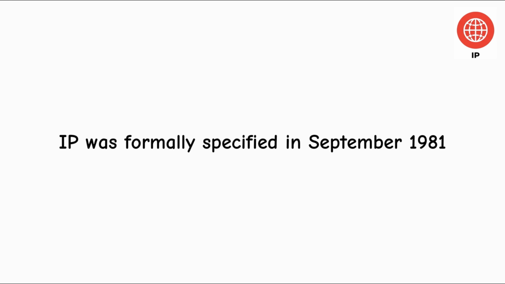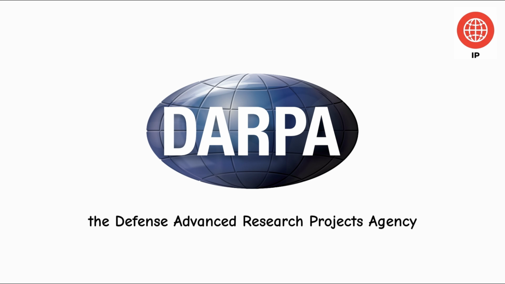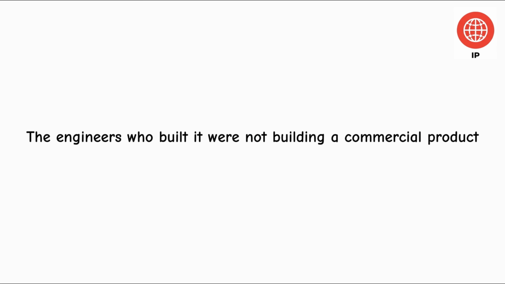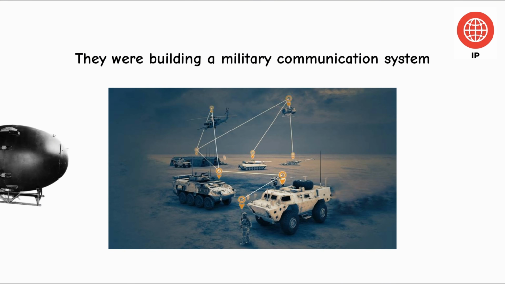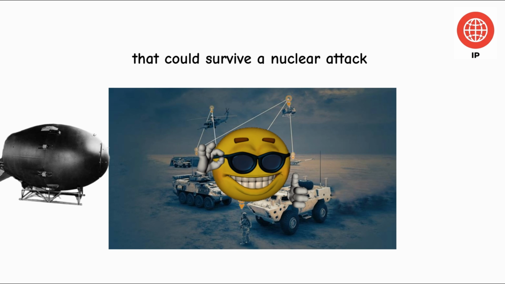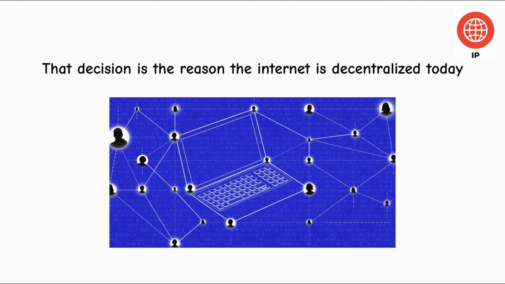IP was formally specified in September 1981 in a document called RFC 791 prepared for DARPA, the Defense Advanced Research Projects Agency. The engineers who built it were not building a commercial product. They were building a military communication system that could survive a nuclear attack by having no single point of failure and no central control. That decision is the reason the Internet is decentralized today.